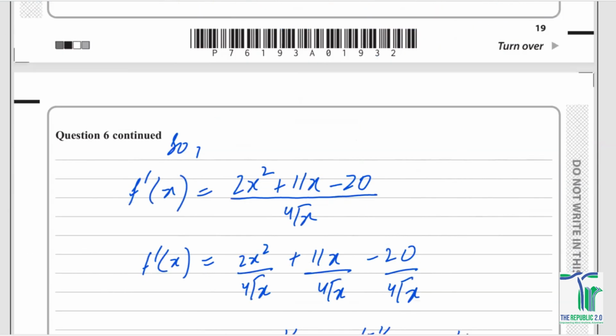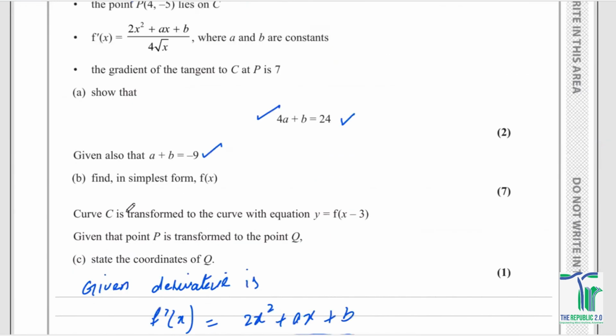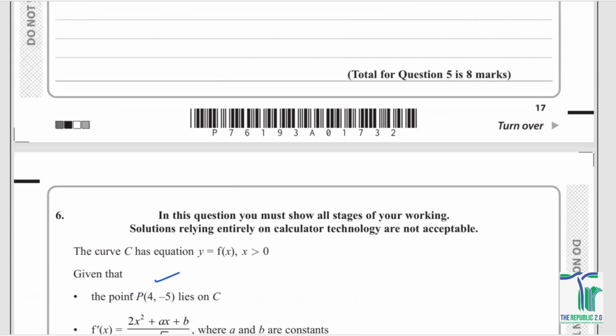Now, if you go back to the question, curve C is transformed to a curve y is equal to f of x minus 3. Point P is transformed to a point Q. So you can see that the transformation is 3 units towards the right. Initially P was 4 and negative 5. So if it is 3 units along right, you just need to add this 3 to the x coordinate, and you would have 7 and negative 5 as the final coordinates of Q for the C part. So that is how we are supposed to do question number 6.